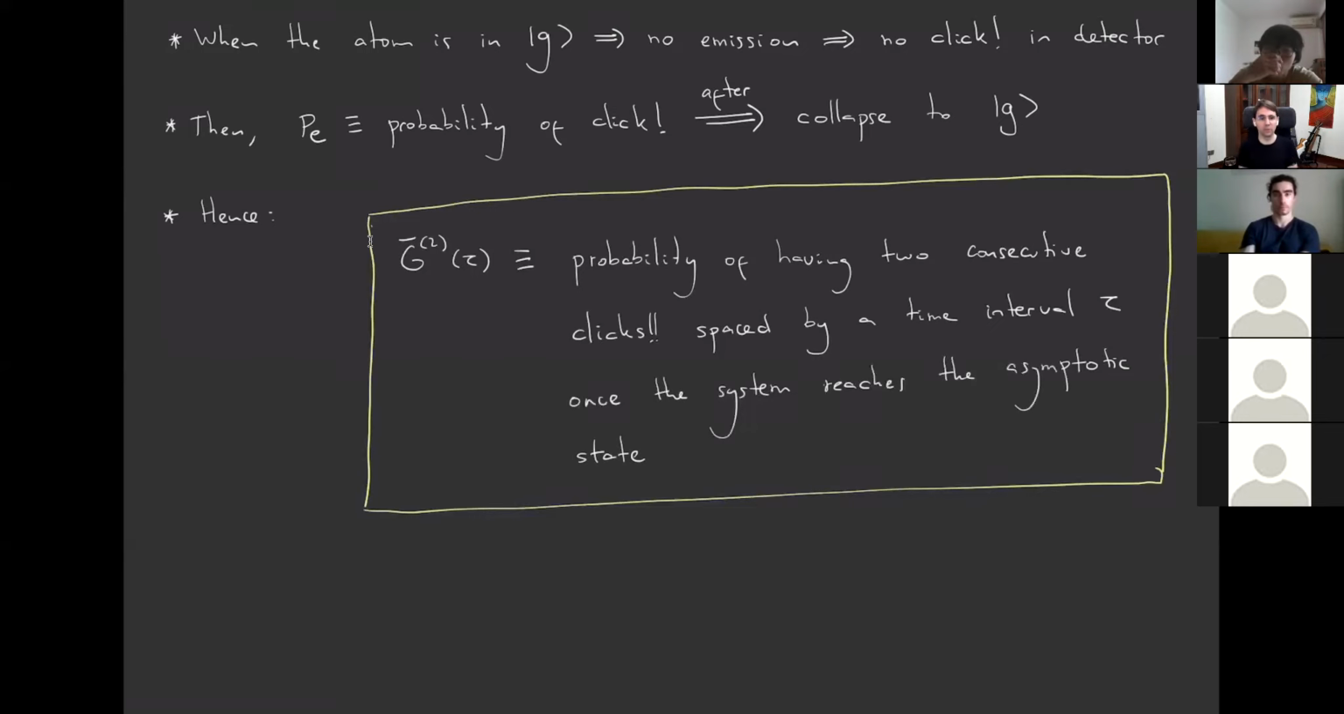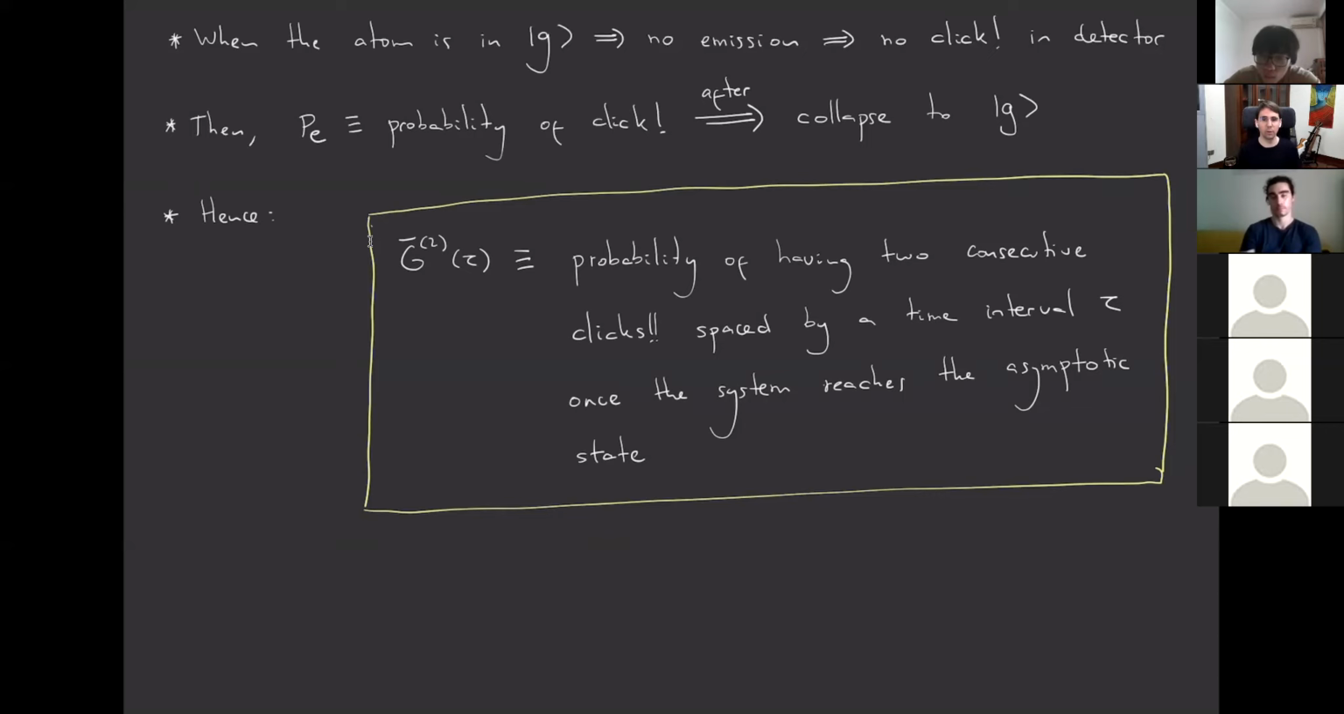It's just, I wait for the system to reach the steady state, and now I start my experiment. And my experiment is just, I record the clicks in my photocurrent, the clicks given by my detector. And this correlation function just tells me what is the probability that I get a click at some random time whenever it appears, and then another click at time tau, and nothing in between. So I get the probability of having two clicks separated by a time interval tau once the system has reached the asymptotic state.